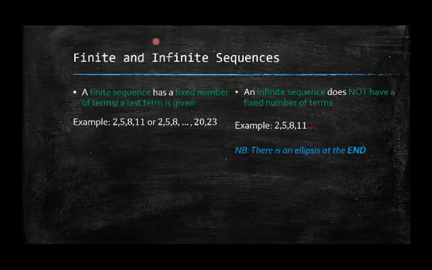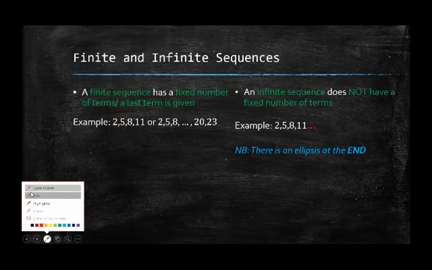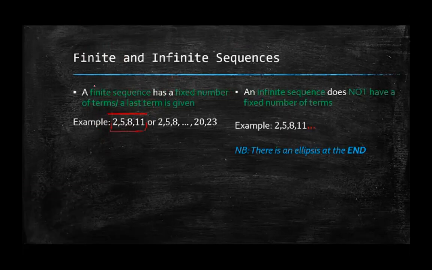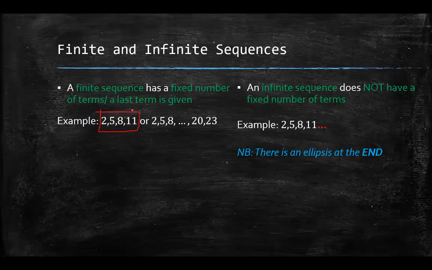What is a finite and infinite sequence? So a finite sequence has a fixed number of terms, or you're actually given a last term. For example, 2, 5, 8, 11. I can tell you that this right here is my entire sequence. I only have 1, 2, 3, 4 numbers in this sequence. Or it could be written like this, where you have an ellipsis in the middle of the sequence, right? But what's important for a finite sequence is that you're given a last term. For this right here, the last term is 11. For this one, the last term is 23.